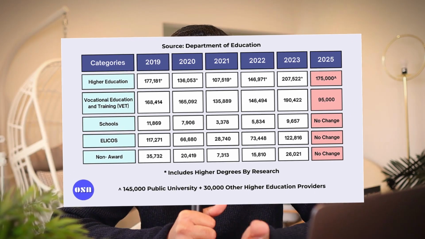And this is what government is aiming for, as they want to go close to the pre-pandemic levels for international students in Australia. But comparatively, for vocational education, there is a huge decrease. Nearly 73,000 fewer spots have been allocated for vocational education providers.